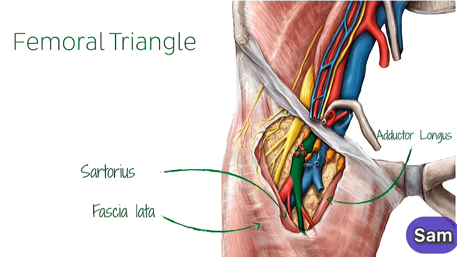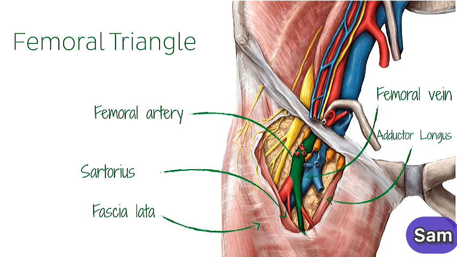Another thing to note is that within the femoral triangle, the femoral artery is enclosed in a sheath with the femoral vein. This sheath is known as the femoral sheath, but it does not contain the femoral nerve, only the femoral artery and vein. A useful way to remember the contents of the femoral triangle is the acronym VAN. So from medial to lateral, we have the femoral vein for V, the femoral artery for A, and the femoral nerve for N. We can also see some inguinal lymph nodes in this triangle.